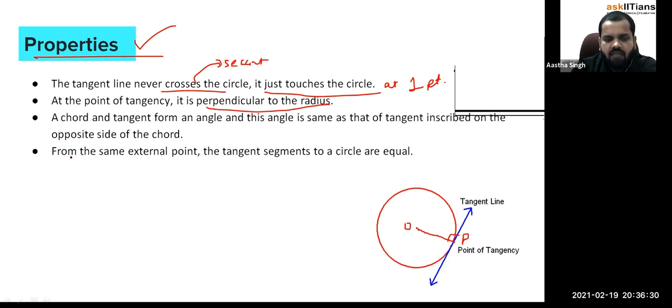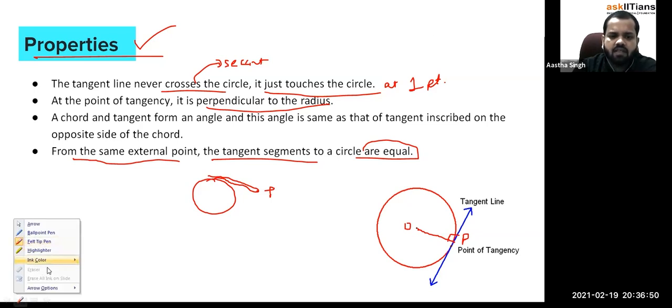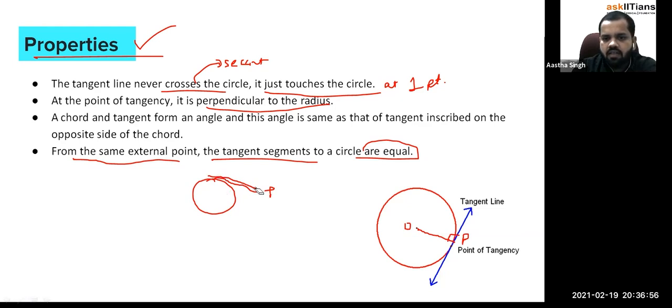The last one is that from the same external point, the tangent segments to a circle are equal. This point is like, if a circle is there and an external point is there, then these tangents, okay, then basically these two tangents are equal. If a point is there outside the circle, then these two tangents are equal.